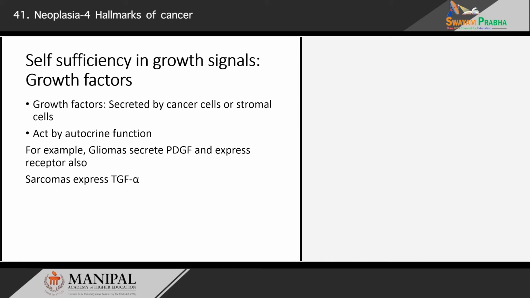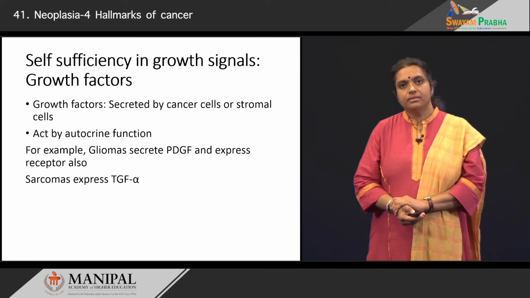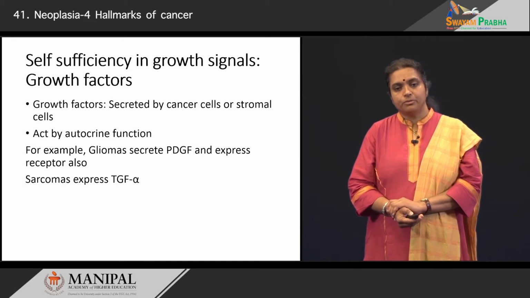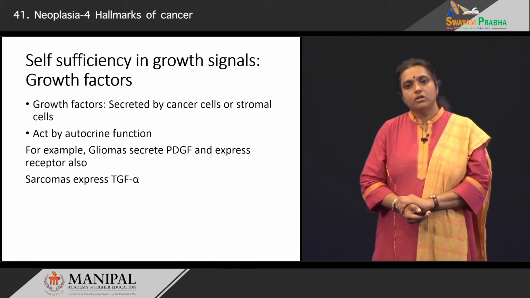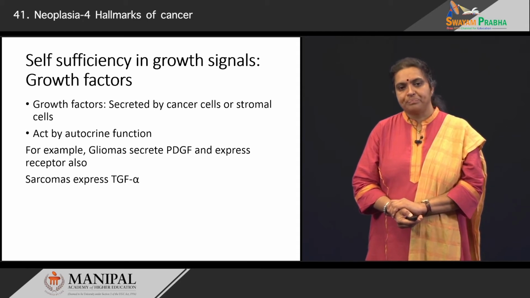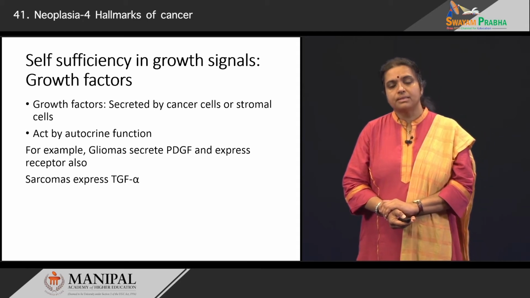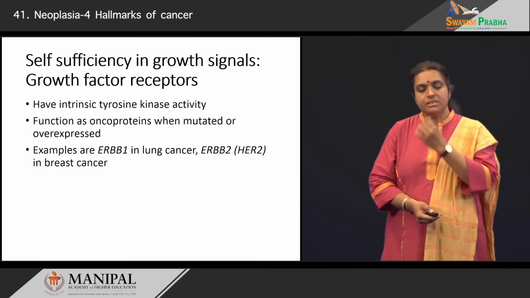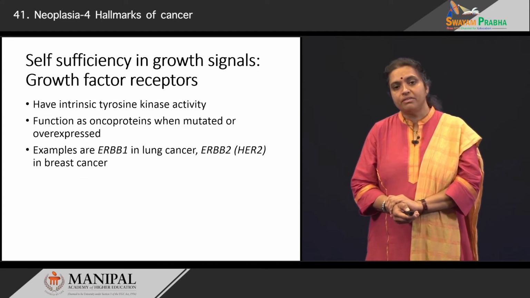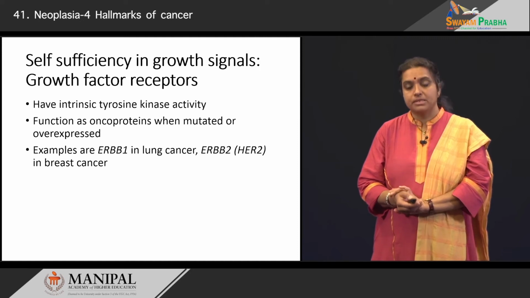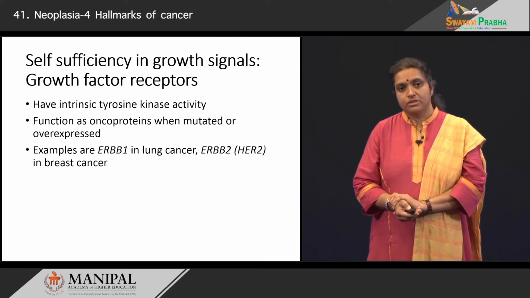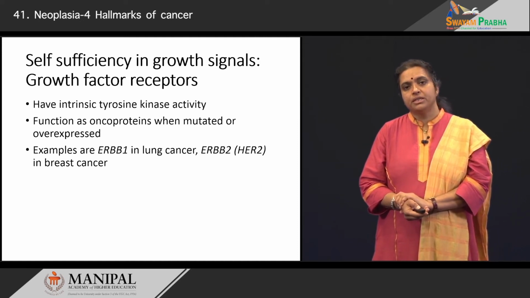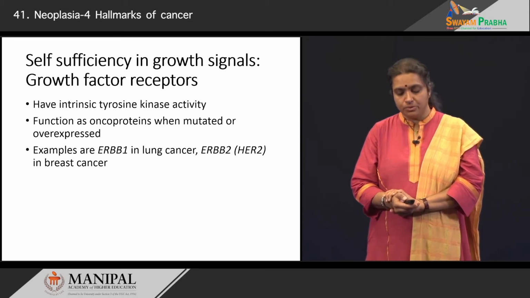Examples are gliomas, which are special types of cancers that occur in the CNS. They secrete certain growth factors called PDGF or platelet derived growth factor, and also express the receptor for that. And then you also have sarcomas or the mesenchymal tumors that express transforming growth factor alpha and may also express the receptors for the growth factor. So, this is one mechanism by which there is self-sufficiency in growth signal.